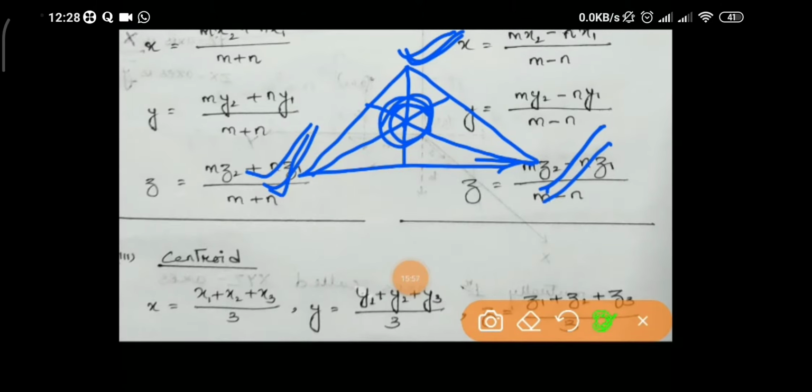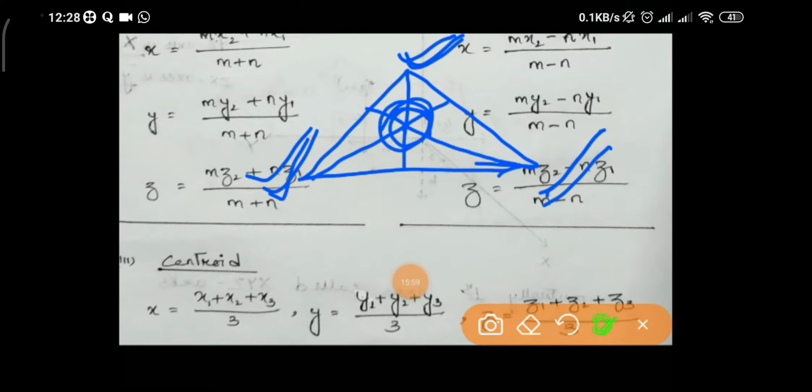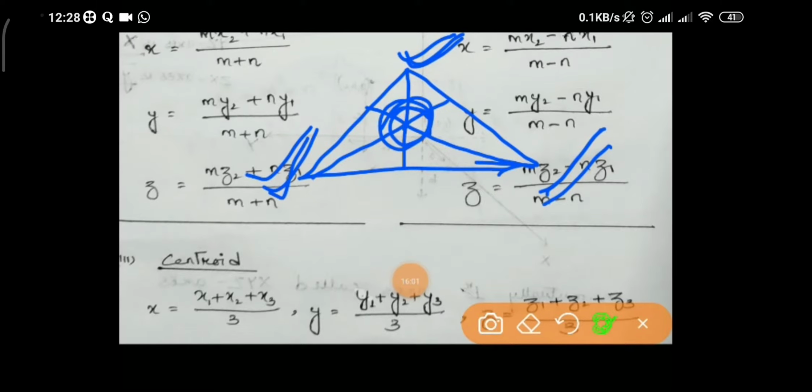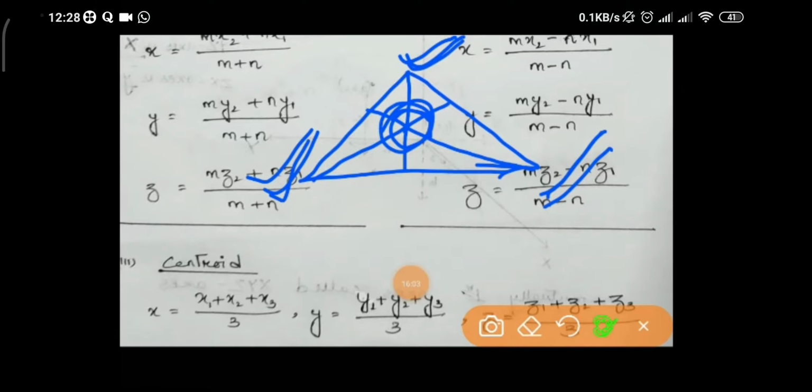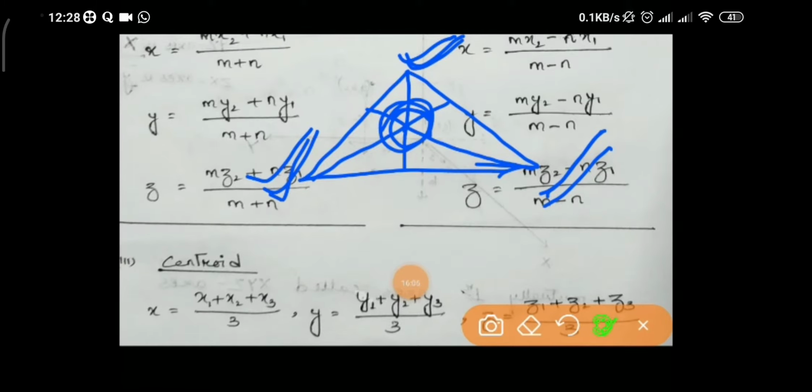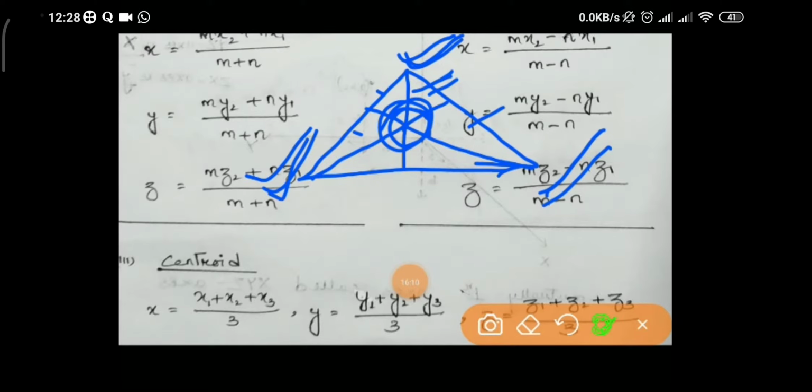Okay, remember it should be drawn with the medians. Only medians will make a centroid. So all three will be medians, that means each equally dividing the opposite side. Okay, you don't need to draw, just understand this.